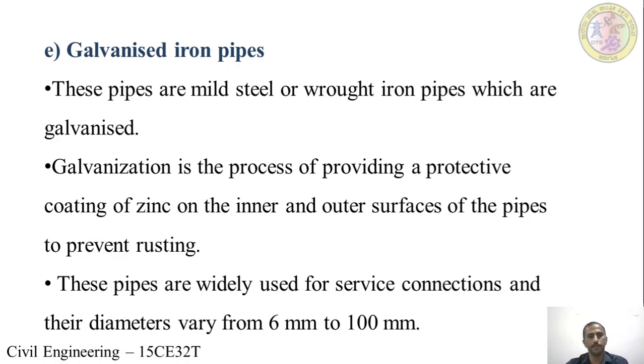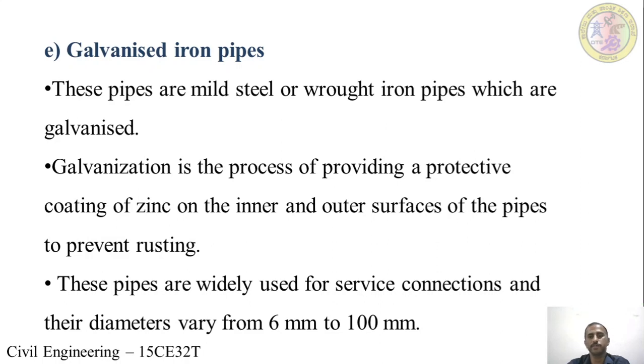Next type is galvanized iron pipes. These are pipes of mild steel or wrought iron which are galvanized. Galvanization is a process of providing a protective thin coat of zinc on the external and internal surface of the pipe to protect them from rust.